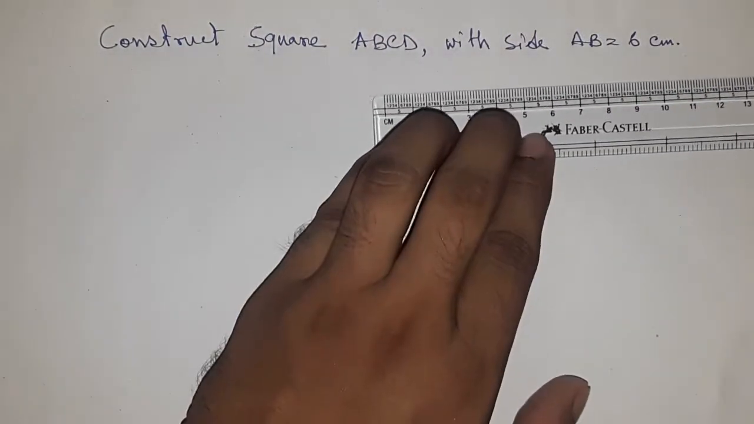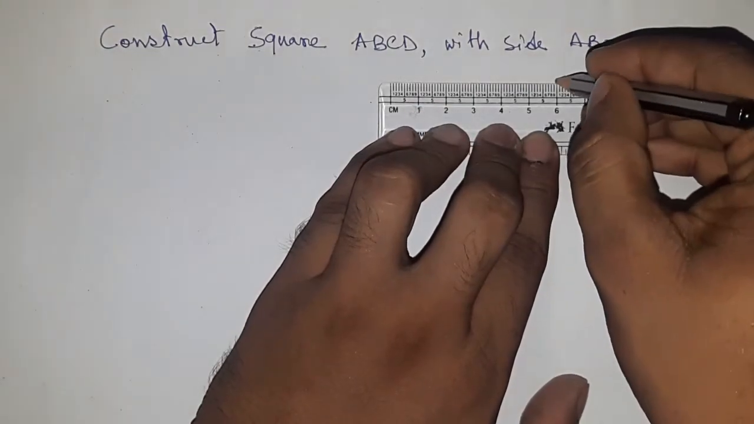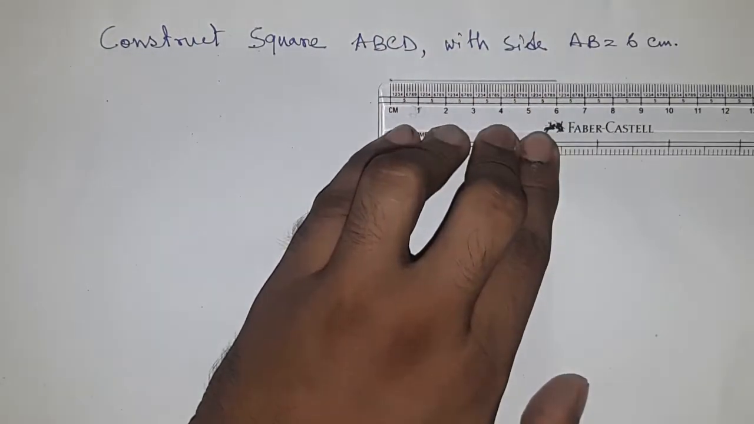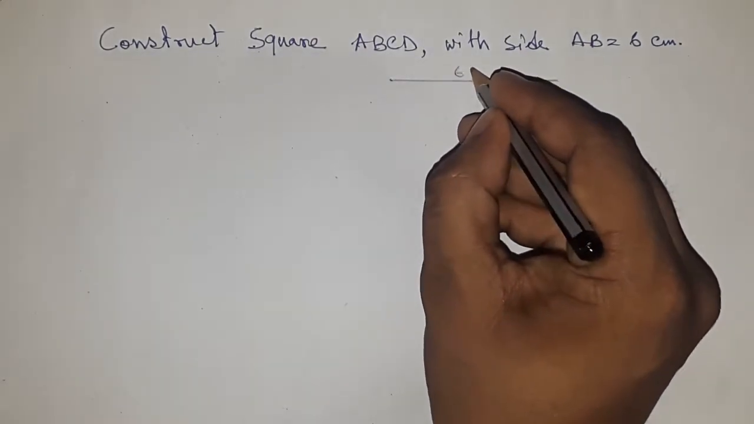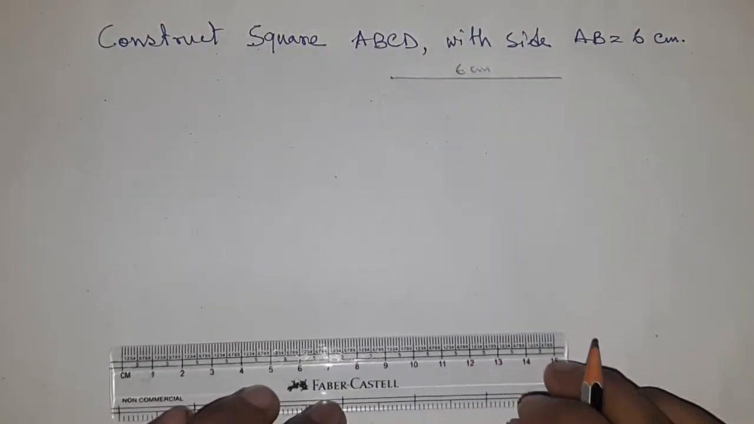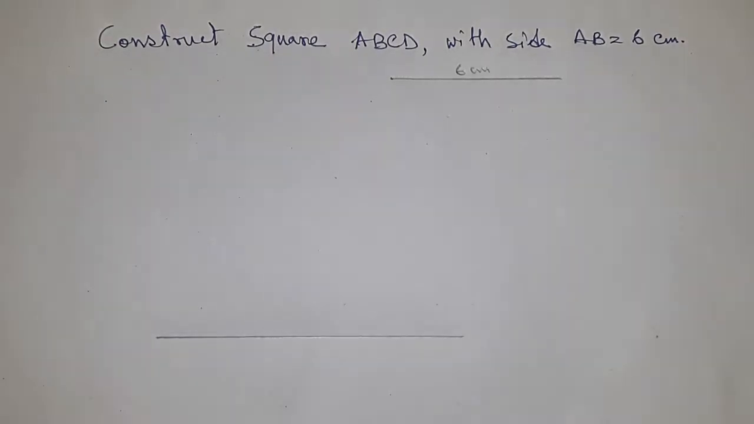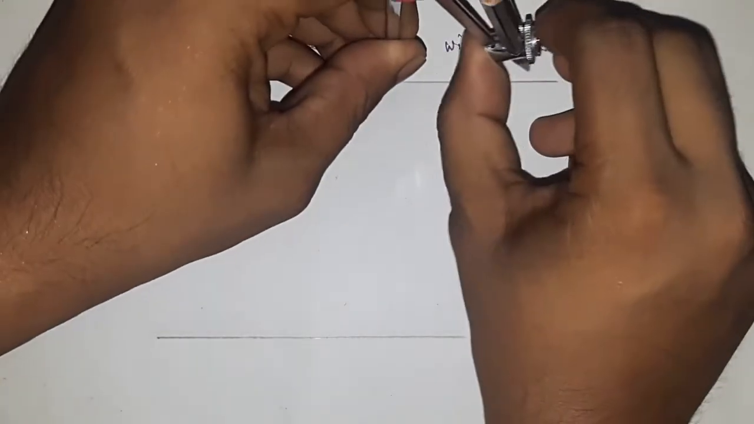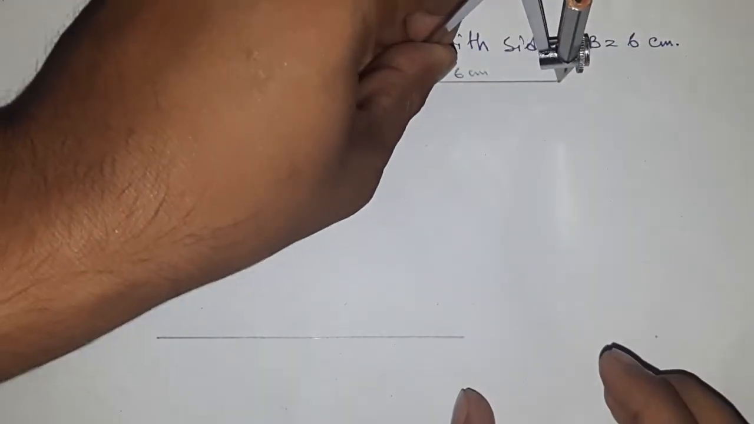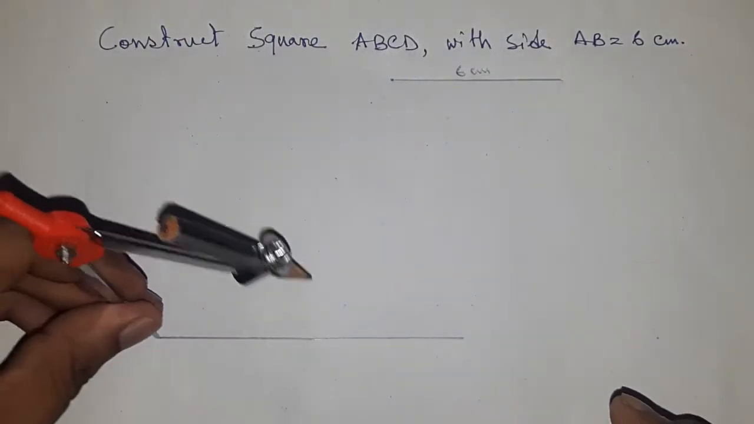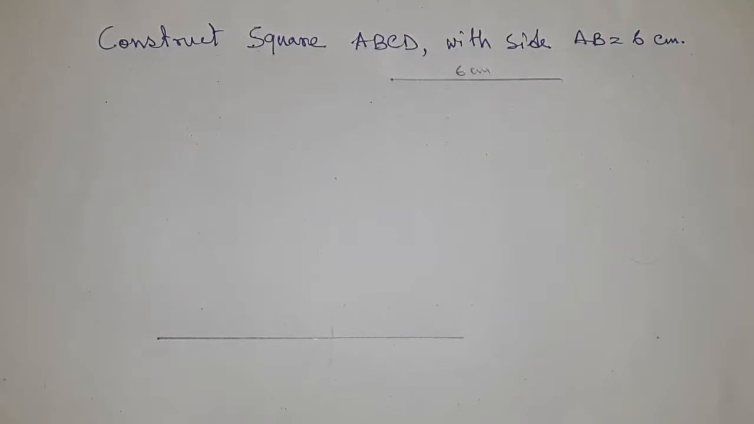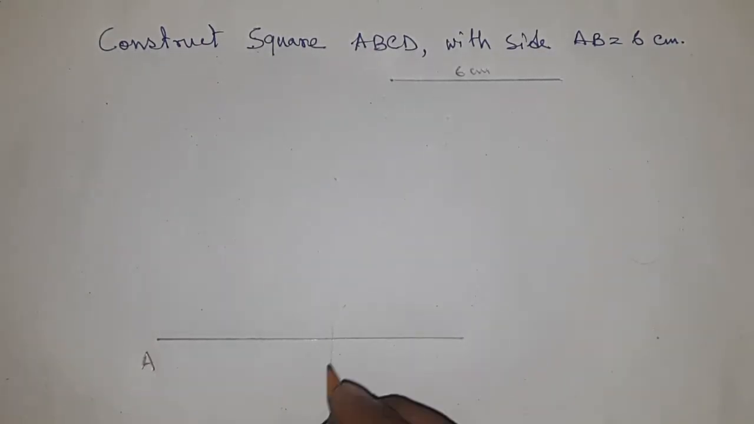Okay, first drawing the side AB, 6 cm. Okay, so this is 6 cm. Next, drawing a line of any length here. Then taking the length of the side by compass and putting the compass here and cut the line. Okay, so this is AB line.